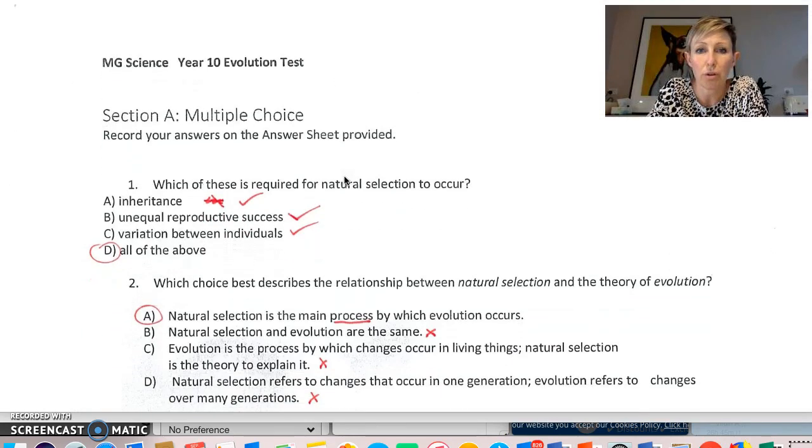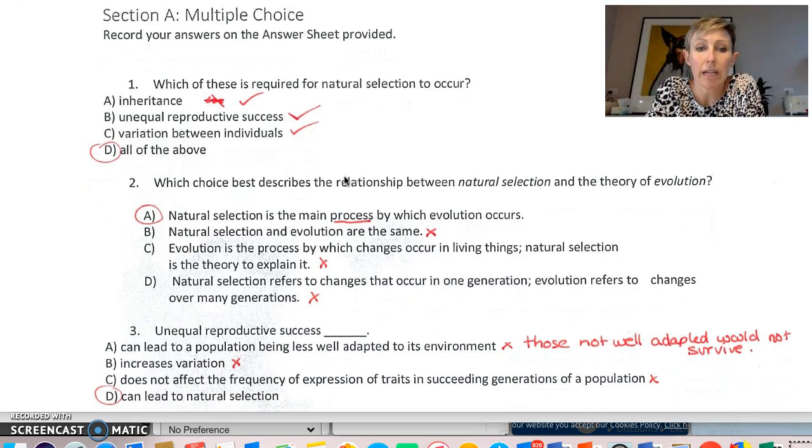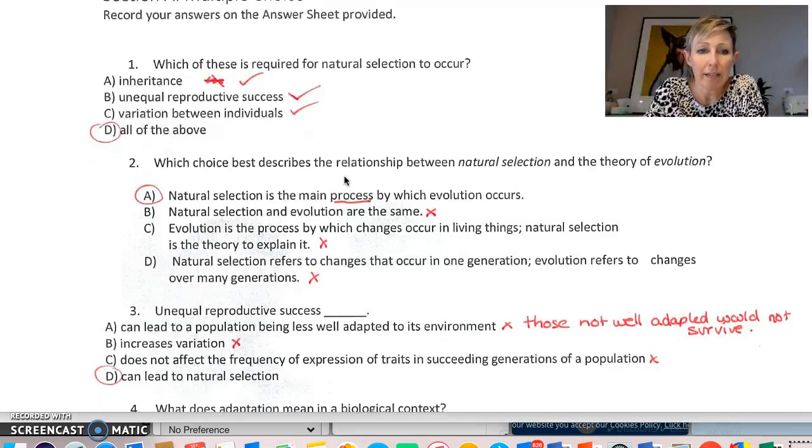Let's start with our multiple choice section. Section A. Which one of these is required for natural selection to occur? You need inheritance, obviously. You need unequal reproductive success. You need variation between individuals, and therefore the answer is D, it's all of the above. Without variation, then selection for or against any phenotype would wipe out the whole population or none of it, so that's not very selective. So yes, the answer to question 1 is D.